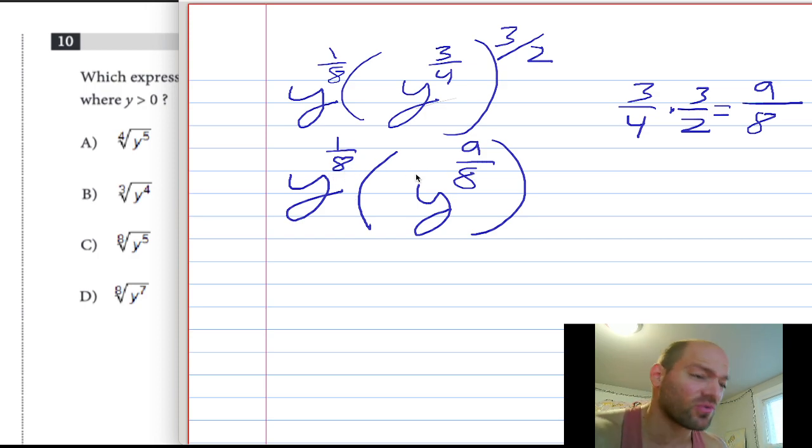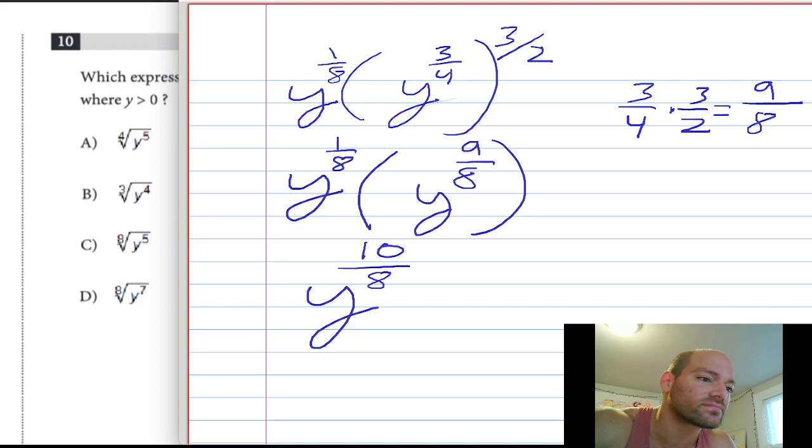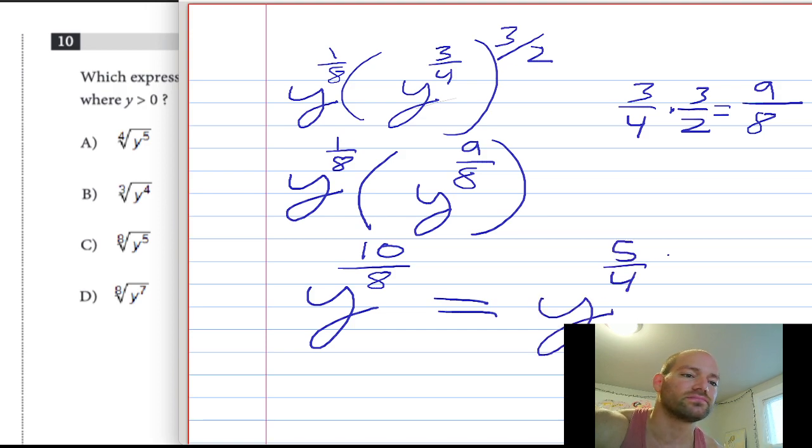And this is why I said that was so convenient, because 1/8 plus 9/8, well, they're fractions and we need them to have common denominators to add them. And these are common denominators, I'm so happy to say. 1/8 plus 9/8, that's 10/8. Okay, now 10/8 is a fraction that can be reduced. So y to the 10/8, that's going to be like saying y to the 5/4.